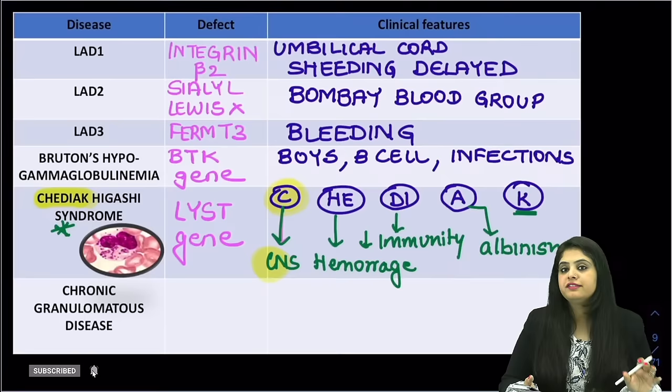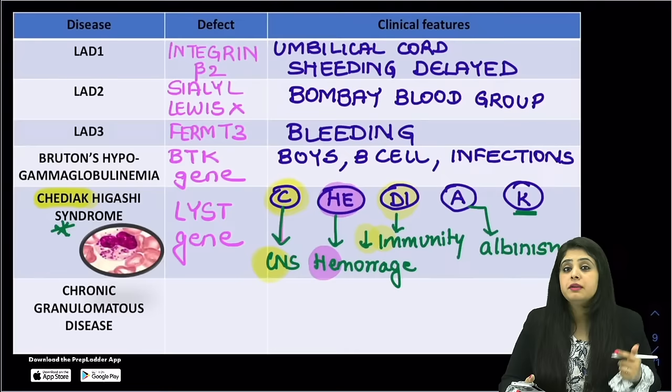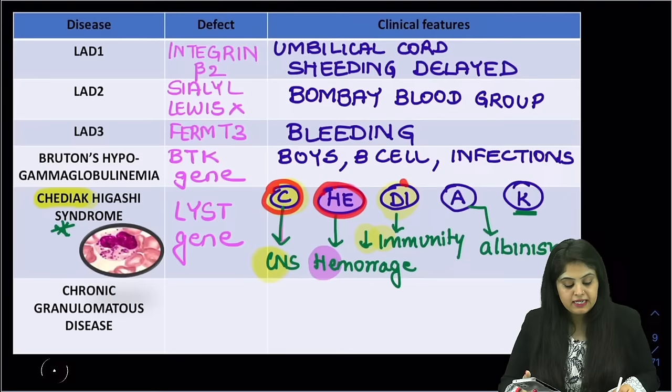Next, the mother will say that my child is having a lot of bleeding, H for hemorrhage is also going to be there. Then she will also say that my child keeps having a lot of infections. His immunity is very low. Why is the mother saying all this? Because the child is having neurological, platelet and immunity problems due to a problem in lysosomes.